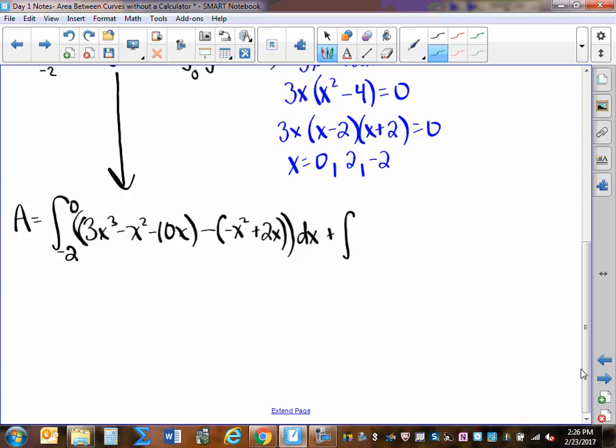And I add to it the second region, which was from 0 to 2. And my top function now is negative x squared plus 2x, minus my bottom function here, which is your 3x cubed minus x squared minus 10x. Again, the whole thing with respect to dx.